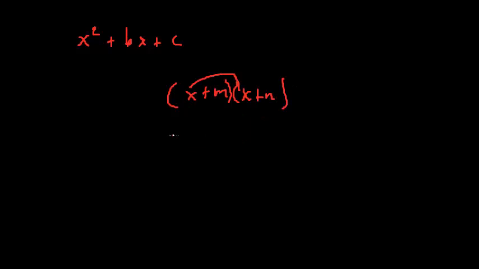Factoring trinomials in this form: x squared plus bx plus c, where we have a coefficient of 1 for our x squared term. It could help if we first take a look at x plus m times x plus n. If we go ahead and distribute this, we have x times x, or x squared. X times n gives me nx. M times x gives me mx. And m times n, so I have mn.